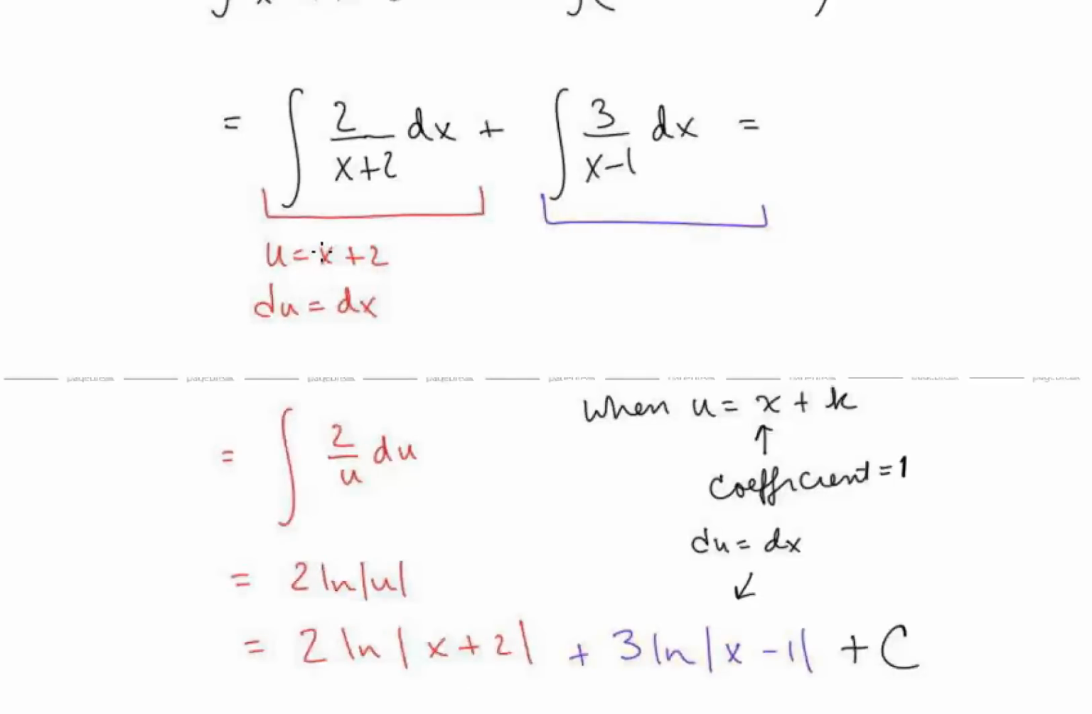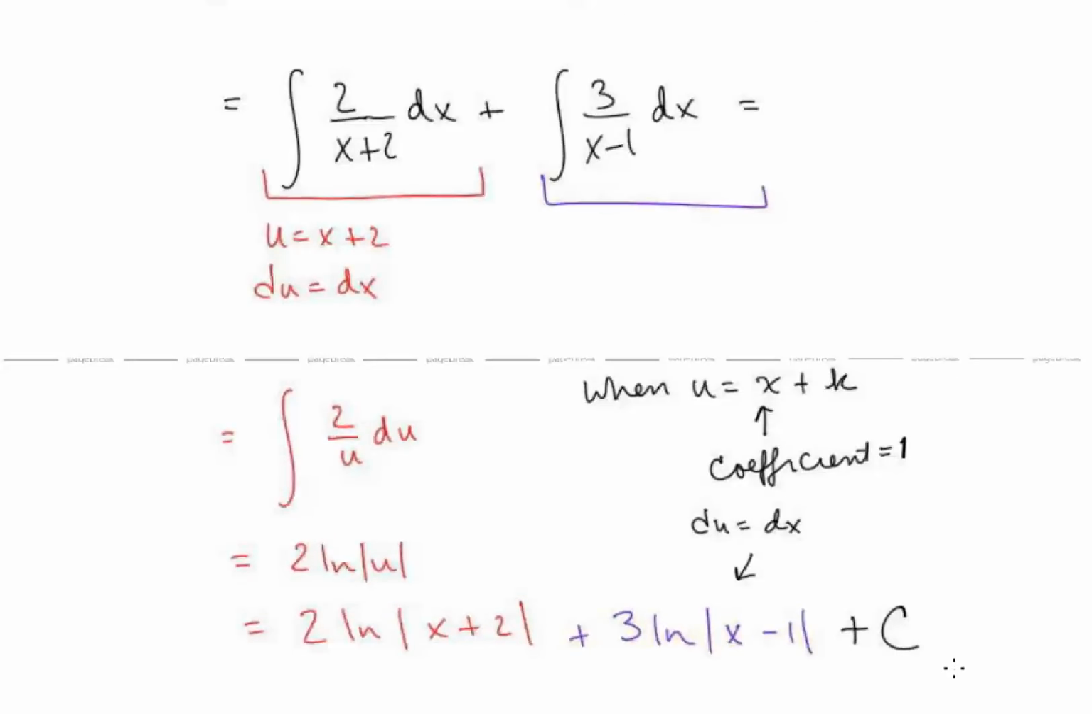Now notice because the coefficient of x here is 1, du is exactly dx. So it's a perfect u substitution. We don't need to adjust by any constant factors. And we have 2 ln absolute x plus 2. So here, same thing's going to happen. We don't need to go through all the work of the u substitution. We can just recognize that because u is x plus or minus a constant, it'll make a perfect u substitution, and we'll get 3 ln absolute x minus 1 here.